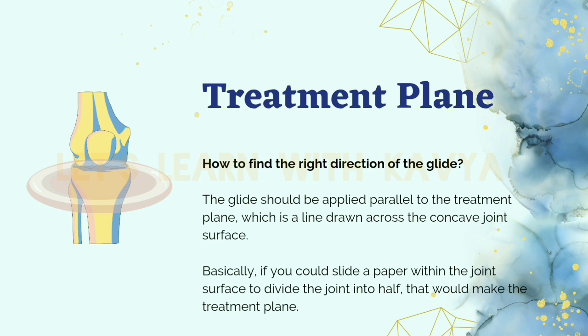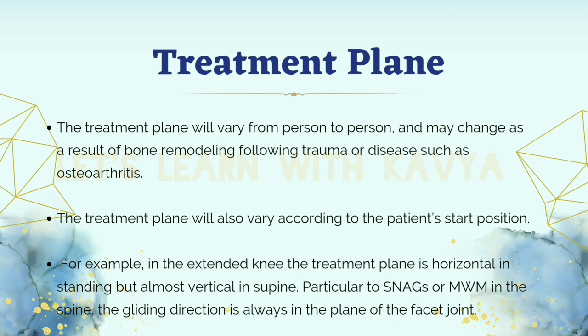The glide should be applied parallel to the treatment plane, which is a line drawn across the concave joint surface. Basically, if you could slide a paper within the joint surface to divide the joint into half, that would make the treatment plane. You can see the diagram. The treatment plane will vary from person to person and may change as a result of bone remodeling following trauma or disease such as osteoarthritis. The treatment plane will also vary according to the patient's starting position. For example, in the extended knee, the treatment plane is horizontal in standing but almost vertical in supine.